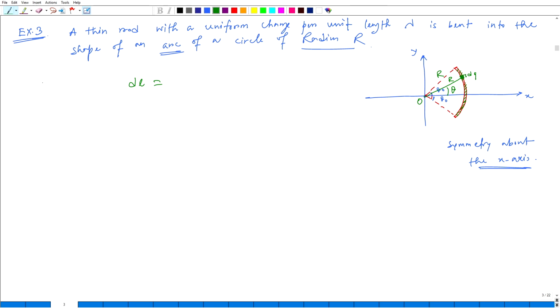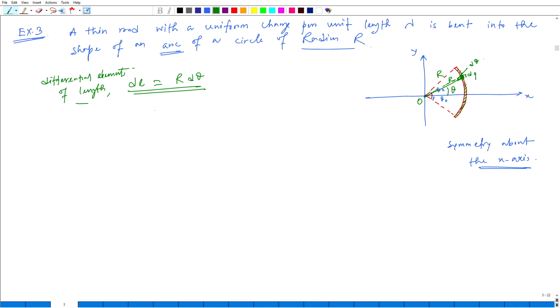So consider a differential element of length dl. This becomes r d theta, and the angle d theta is this one. So this is the d theta.